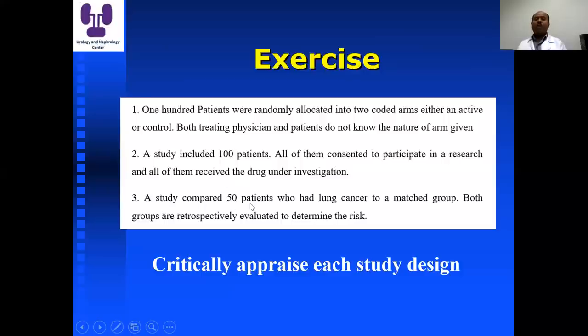المثال الثالث, the third example, a study compared 50 patients who had lung cancer to a matched group. Both groups are retrospectively evaluated to determine the risk factor in the past history. It is a typical model of case control study. Case control study, why? Because I know at the start of the study, the patients who have the outcome, which is lung cancer, matched to control. So I have to group case and control.